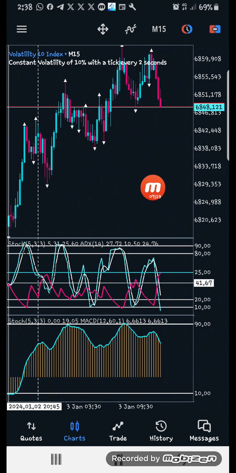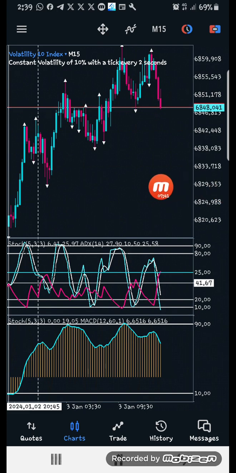But note, this is the criteria you need to observe in the higher time frame, like the 4 hours time frame, and use it as an advantage to trade, to make the most profit in the lower time frame, which is the 15 minutes time frame.